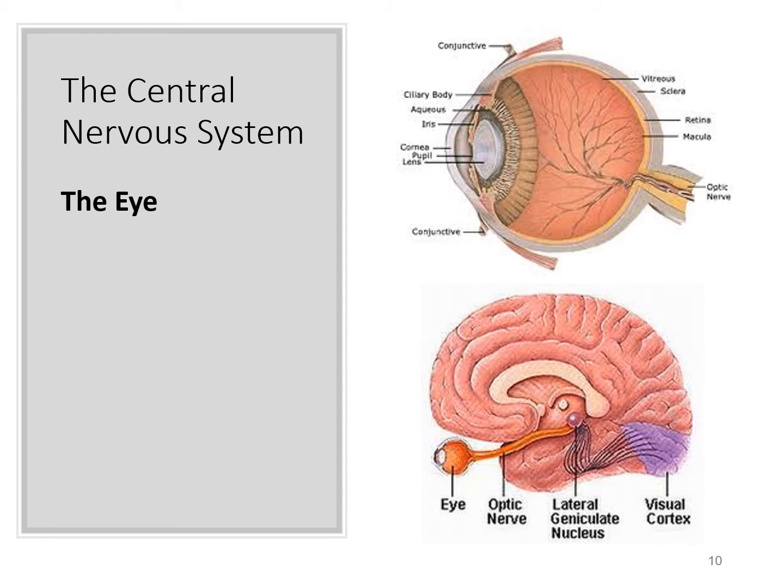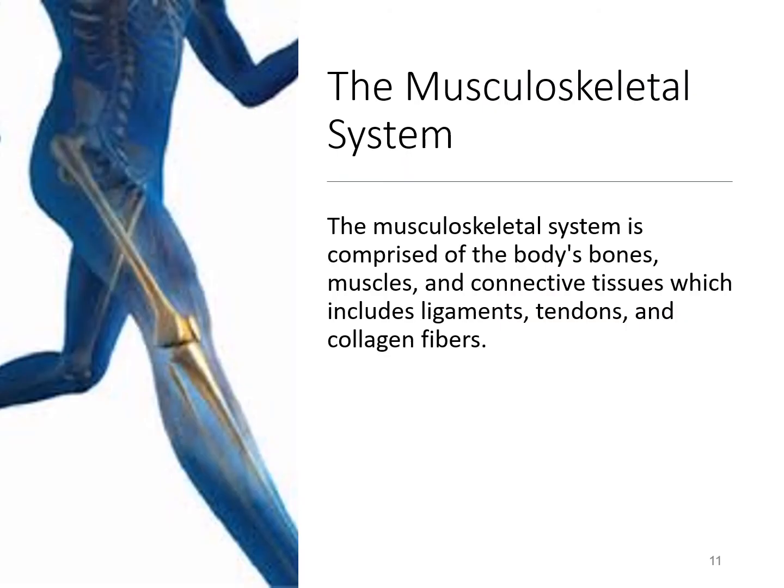We recommend you familiarize yourself with the parts and function of the eye. Look under the additional resources that are available for this module for the link to the basic anatomy of the eye video. This video provides a brief overview of the anatomy of the eye. The musculoskeletal system of the body is comprised of the body's bones, muscles, and connective tissues, which includes ligaments, tendons, and collagen fibers. This system provides support to the body, protects internal organs, and enables movement. Look under the additional resources that are available for this module for a link to a brief video overview of how the body's skeletal structure and musculature work together.